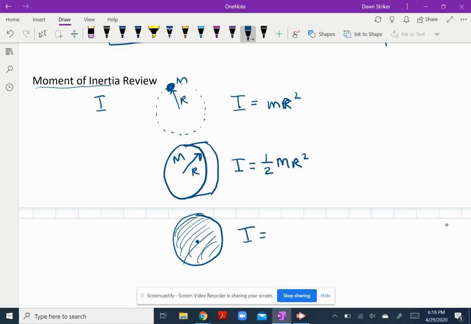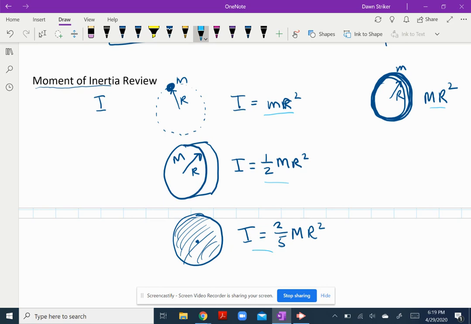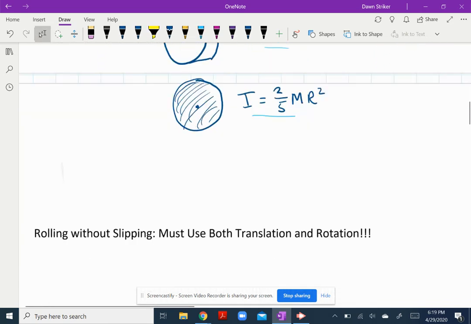There we go. It is 2/5 mr squared. All right. And last but not least, a hoop. If you have a hoop or a ring where all the mass is at the edge, the moment of inertia is again mr squared. So it's the same moment of inertia as a point mass moving in a circle. There's a hoop, here's a disc, and here's a sphere. So some good moment of inertia shapes to remember.